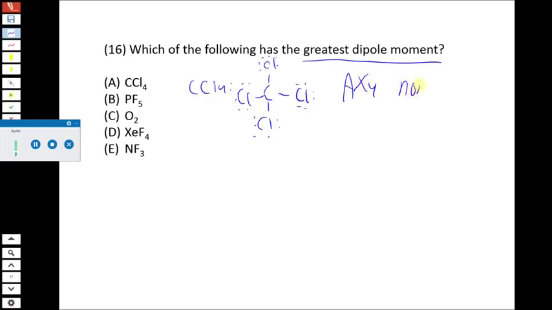Again, that's rigorously only true if you have all the same atoms on the outside. So these are all chlorines, so that works for this one. But no lone pairs on the central atom. All of these would have the types of formulas where you just have one type of outer atom. So for that, we can use that shortcut for anything. So anything that doesn't have a lone pair will be nonpolar.